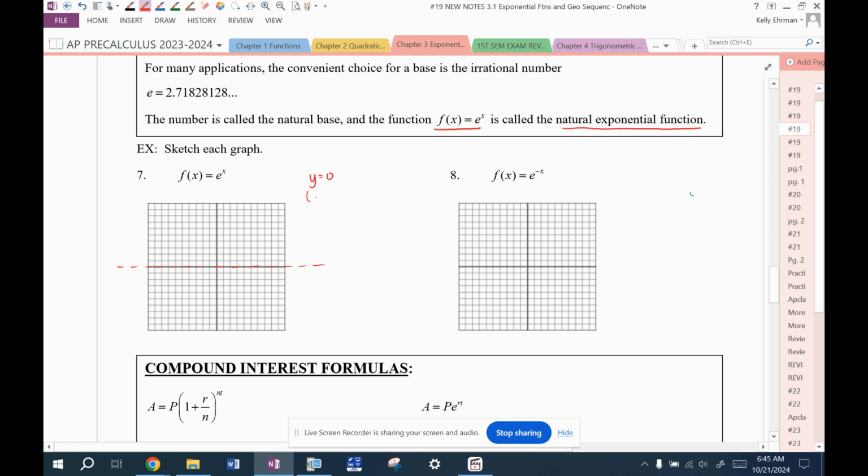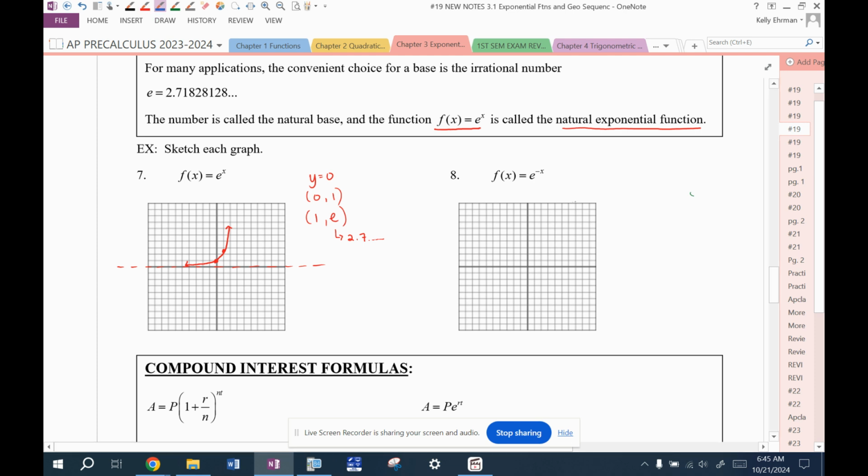Convenient numbers to plug in are when you plug in 0, e to the 0 is still 1. And when you plug in 1, you get the base number e to the first. And remember, e is about 2.718, but I really only need to think 2.7 when I'm plotting this. So if you plot a point somewhere between 2 and 3, I will be happy. And then this has the curve of an exponential function where it's increasing continuously.